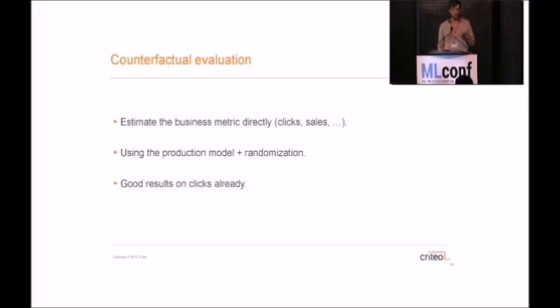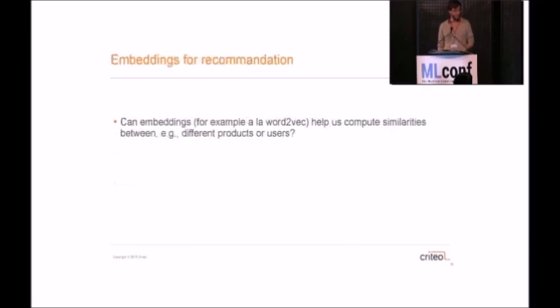And the idea is to use randomization online. When you use your production model, you actually randomize in some situations, so that you can know how another model would have performed online if you had used it, but without using it. So that's kind of the idea. We have good results on clicks, but it's more difficult to do that on noisier, sparser metrics like sales or sales amount, but we're working on this.